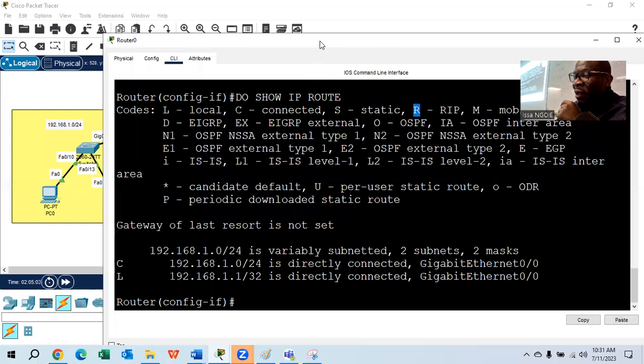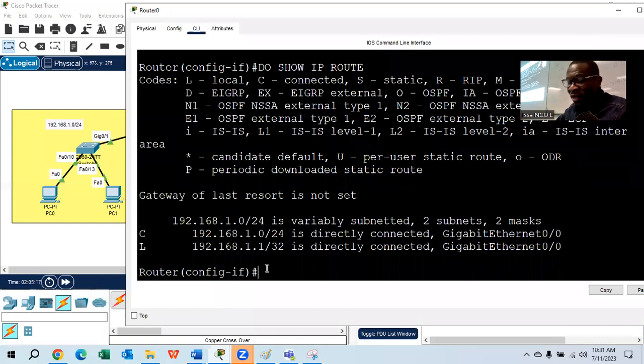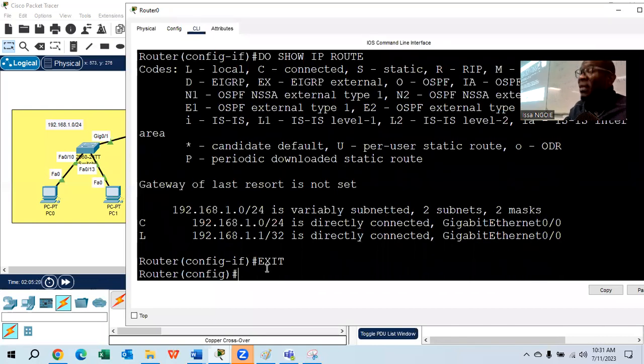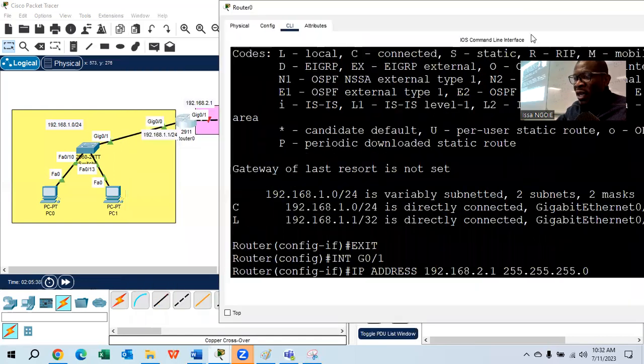Okay, we're going to move forward. We are going to configure this port, this interface. We are going to bring it up and assign it the IP address 192.168.2.1. We exit first. Now we're going to do IP address 192.168.2.1. So we are on this one. But remember, it's also connected directly.